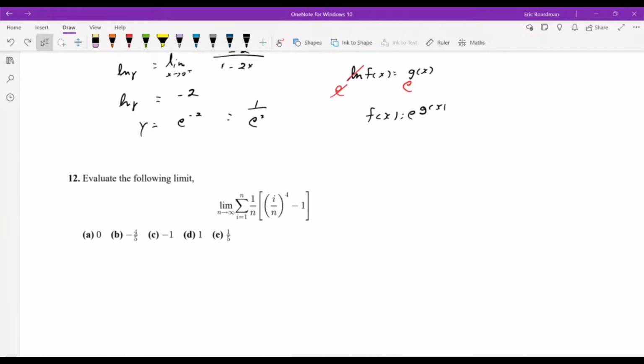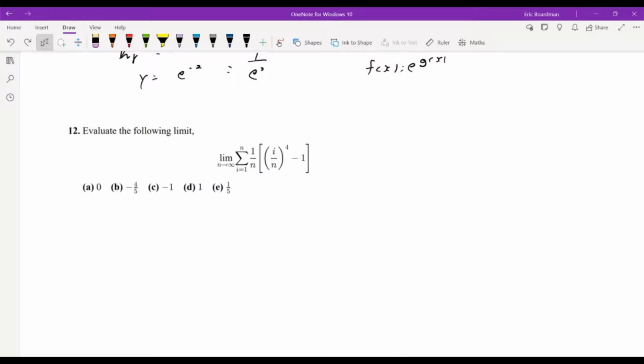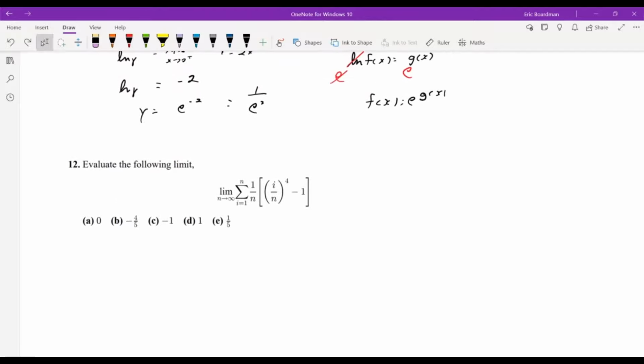So this next one says evaluate the following limit. The limit as n goes to infinity of the sum going from I equals 1 to n of 1 over n times 1 over n to the power 4 minus 1. So, I don't know, we could evaluate this rigorously, but the thing is we know now that this is just equal to the integral of a function. The thing is we don't know the bounds.